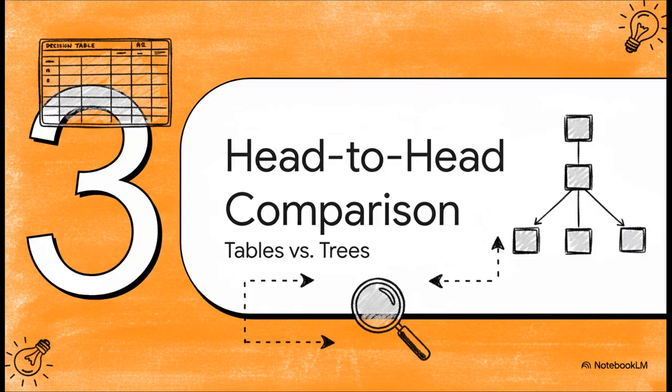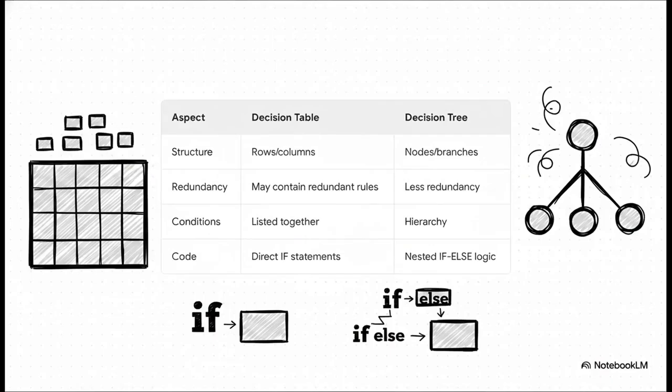Which brings us to Section 3, the head-to-head comparison. Let's see how tables and trees actually stack up against each other. Looking at their structures side by side, it's pretty clear they operate in totally different ways. A decision table uses rows and columns to explicitly list every single condition together all at once. Now, that level of thoroughness means you might get some redundant rules.